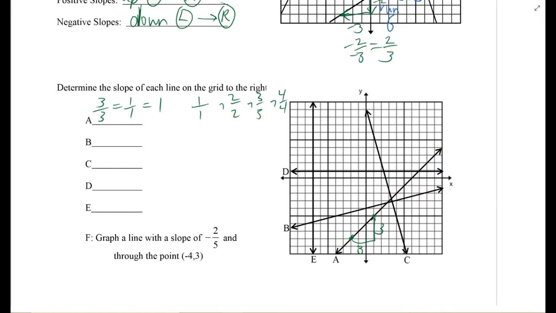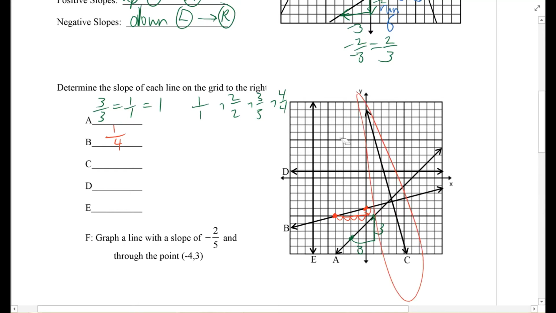Line B. So line B, where's line B? Right here. So I'm going to choose this dot right on the corner and this one here. So I'm going over 1, 2, 3, 4, and I'm going up 1. So my slope is 1/4.